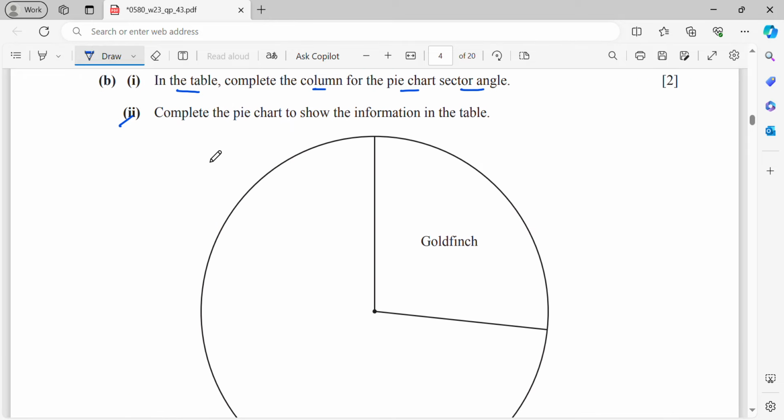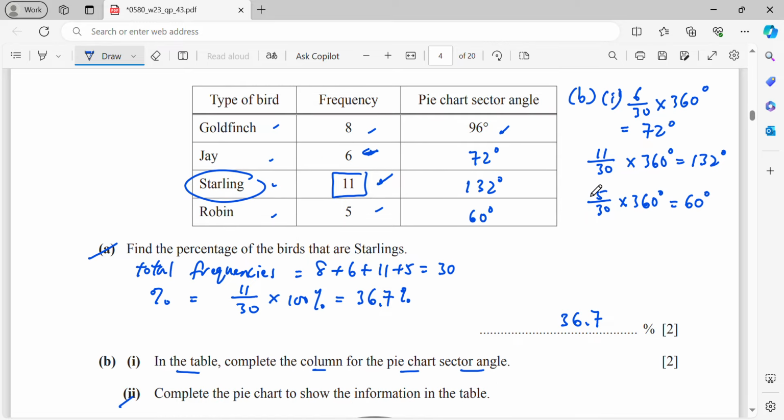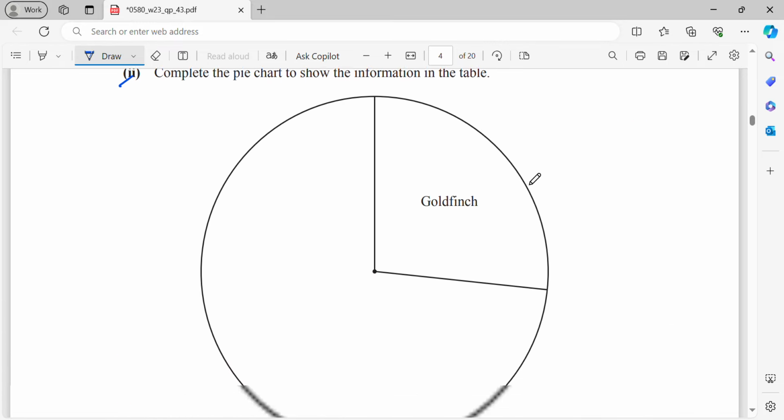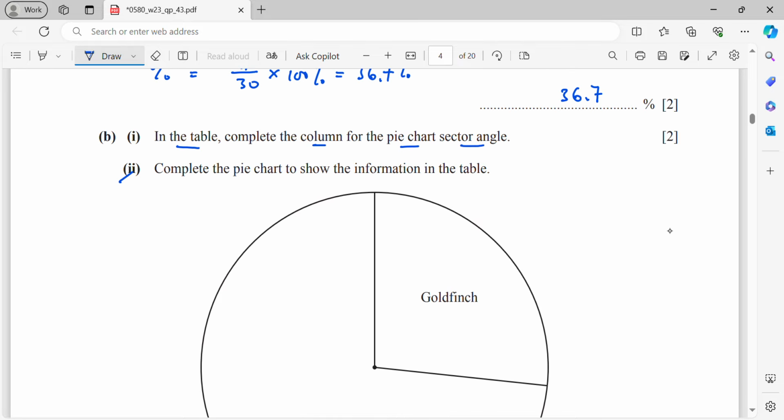Okay, now complete the pie chart to show the information in the table. So here you have to use the protractor to measure the angle here. So I will not show it here. You just measure and get the sectors. So this is 92 degrees.